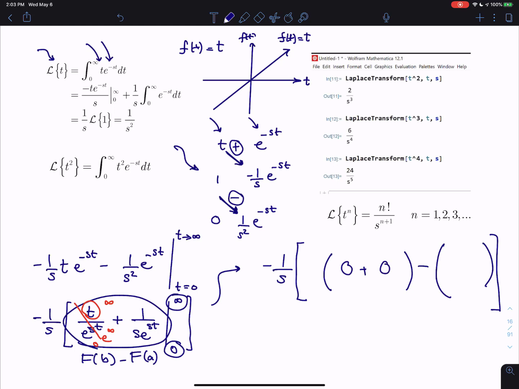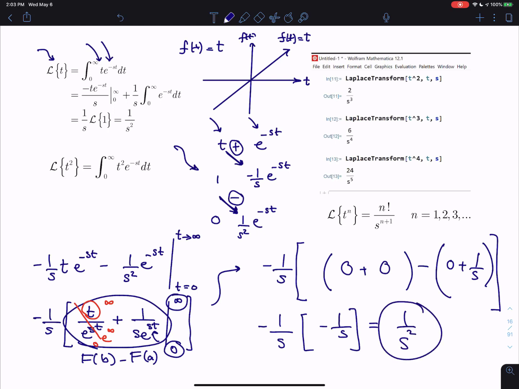Now, I evaluate both of these expressions at 0. If I put 0 for t, I just get 0 over 1, which is 0, plus, and if I put 0 for t in the second fraction here, I get 1 over s times e to the 0, which is 1 over s. Now, if I clean all this up, I get minus 1 over s times minus 1 over s, which becomes 1 over s squared. And that's exactly what we found here.